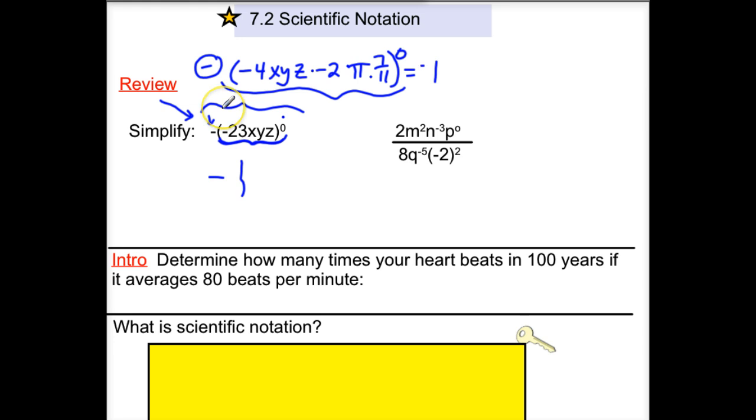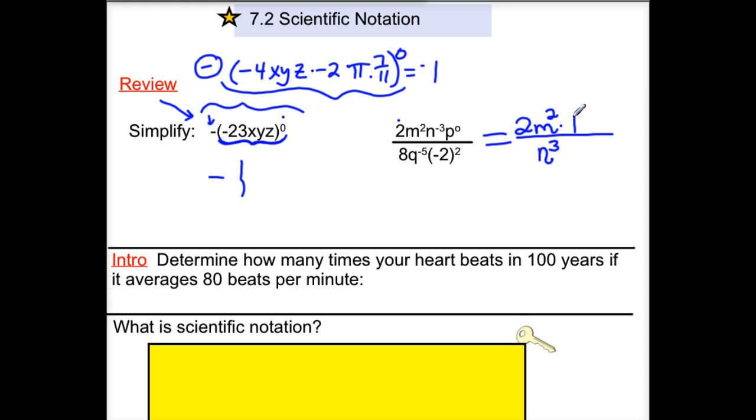On the next one, what I'd like to do is deal with each piece separately. What I mean by that is I've got numbers, m's, n's, p's, and q's. First I'm just going to deal with this 2, and it's 2 to the first, so I'm going to leave it there. Positive exponents stay on their level. Then I have m to the second, also a positive exponent, stays on its level. Then I have n to the negative third, that's going to drop down, it's 1 over n cubed. P to the 0 is just a 1.